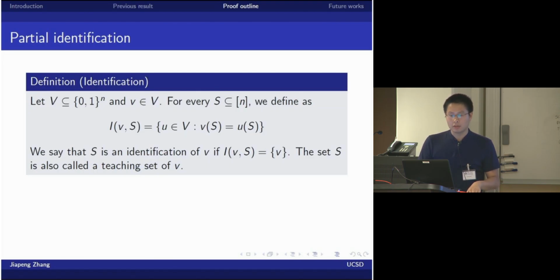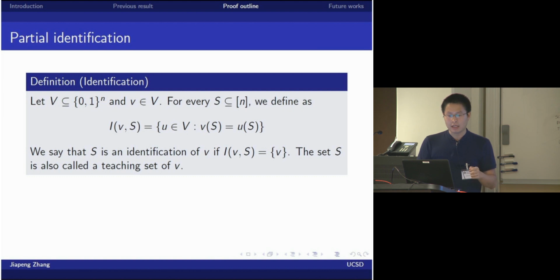So how could we do that? Our algorithm is close to previous algorithms by Wigderson and Yehudayoff. We define identification in this way. Let v be a subset of Boolean strings, and small v is a string in this subset. For every s, we define I_v,s in this way: I_v,s is all of the strings in v such that v_s equals u_s, where v_s means we look at the s coordinates of the string v, which means v and u have the same pattern in the coordinate set s.